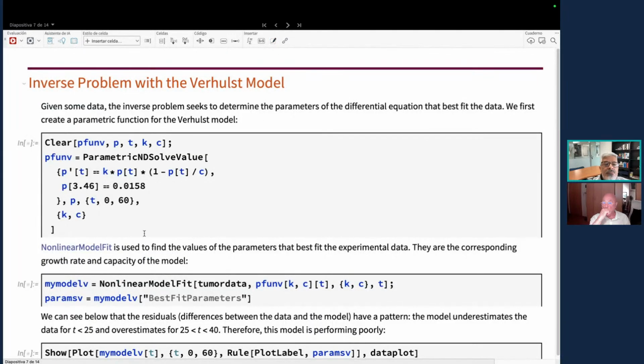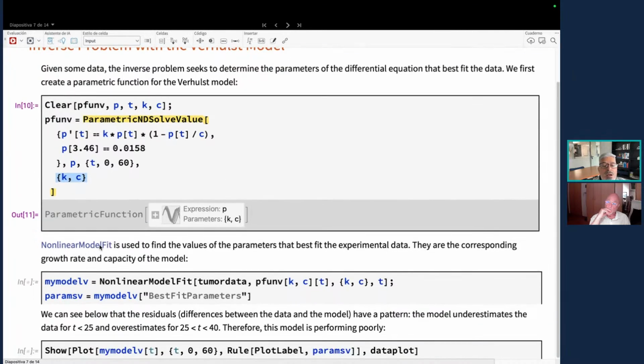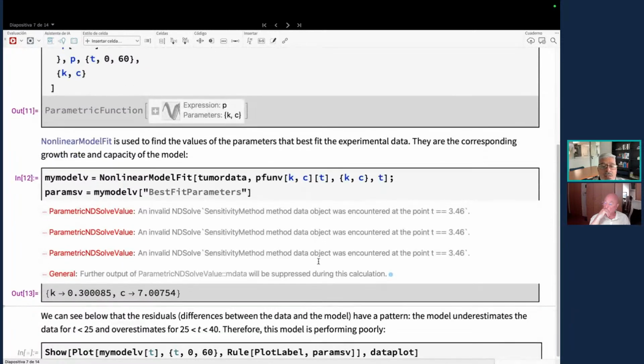Given some data, the inverse problem seeks to determine the parameters of the differential equation that will best fit the data. We first create a parametric function for the Fairhouse model. So here we have the parametric solution, let's say, that depends on the parameters k and c for this differential equation. And then NonlinearModelFit is used to find the values of the parameters that best fit the experimental data. They are the corresponding growth rate and capacity of the model. They have that interpretation. So here I just evaluate, I get some warning.